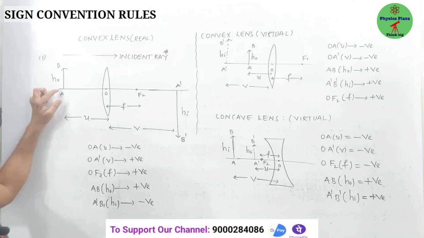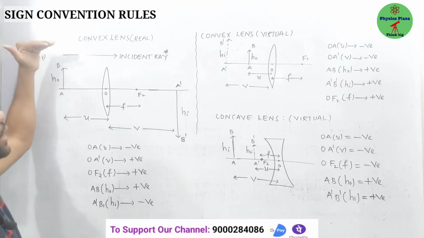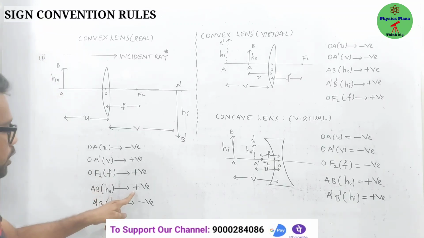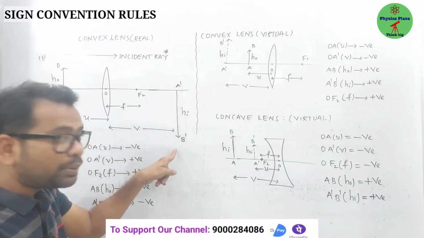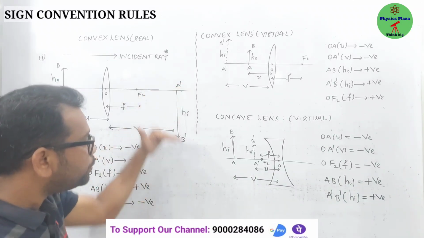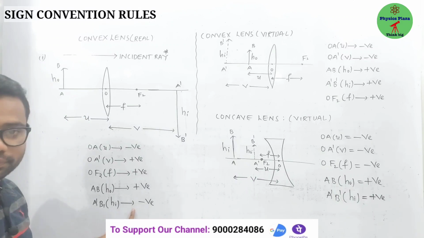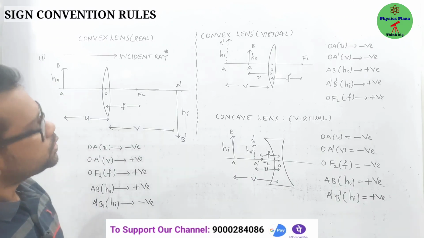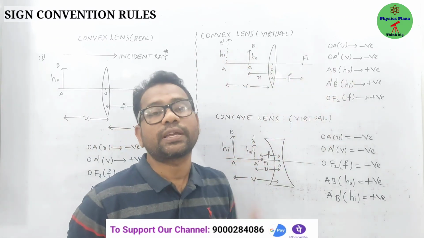Now object height. Obviously the object is above the principal axis, AB, right? So above the principal axis, positive. But the image is found below the principal axis, A dash B dash. So measurements taken below are negative. Clear, fine.